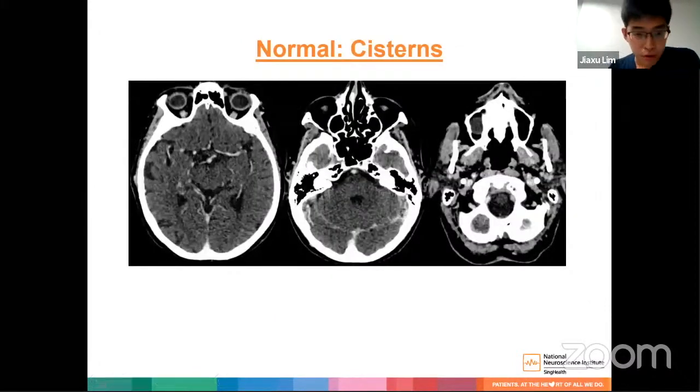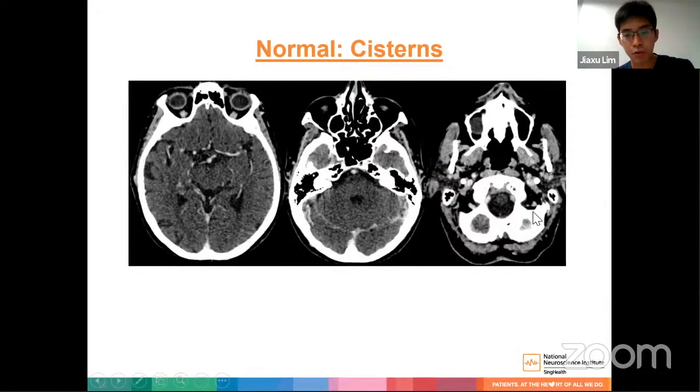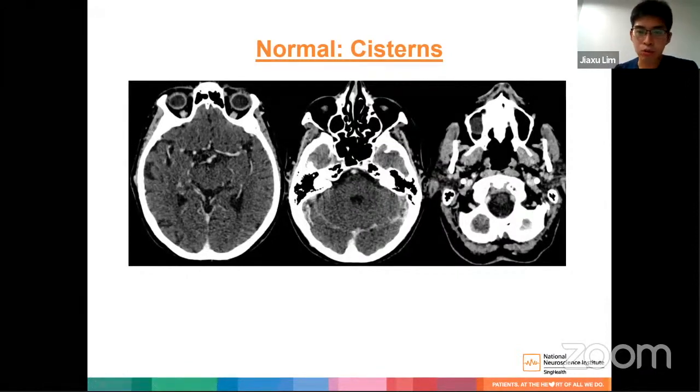Now finally, for normal anatomy, we can talk about the cisterns. Of course, there are many, many cisterns that we can talk about all day, but I'll just zoom in on the key important cisterns that we should all know about. Right over here is the interpeduncular cistern sitting just between both cerebral peduncles of the midbrain. We have the crural cistern and the ambient cistern over here. In the posterior fossa, we have the cerebellopontine angle cisterns. And very important as well is the cisterna magna.